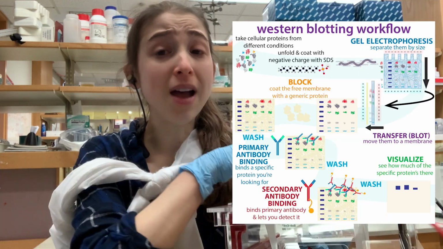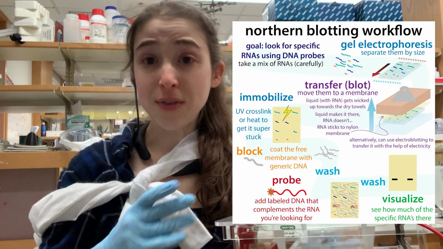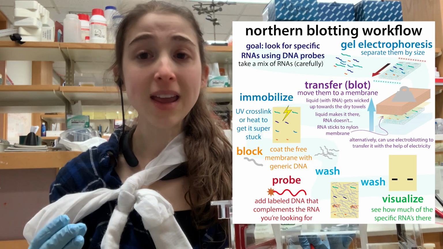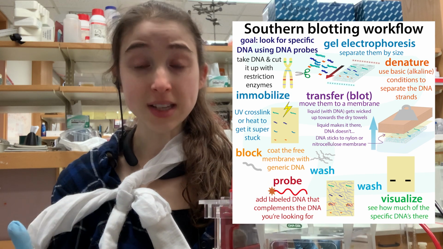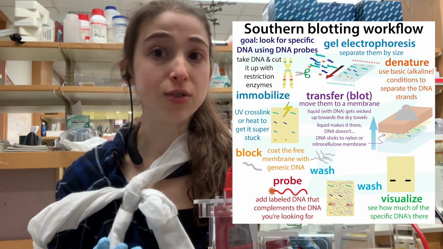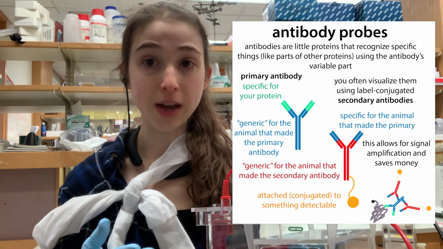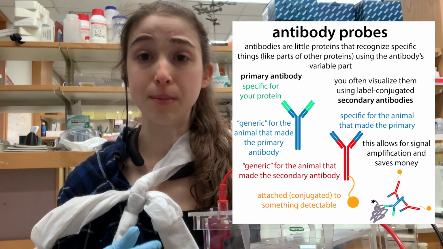If it's a western blot, then you'll be looking for protein. If it's a northern blot, you'll be looking for RNA. And if it's a southern blot, you'll be looking for DNA. And you use different types of probes to find these different molecules. With the western blot, you're going to use antibodies recognizing the protein.